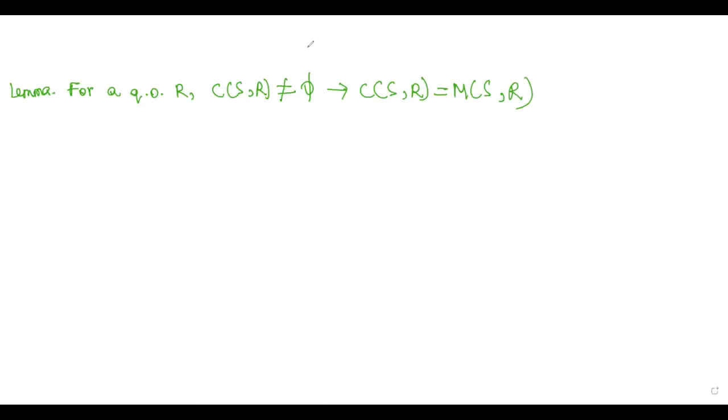The next lemma, the last lemma we will prove in this video, is for a quasi-ordering R, if C(S, R) is non-empty, right? Then C(S, R) is equal to the maximal set M(S, R). Now, we will use standard set theory techniques here. We already know that C is a subset of M. We show that M has to be a subset of C. Right? Standard set theory technique.